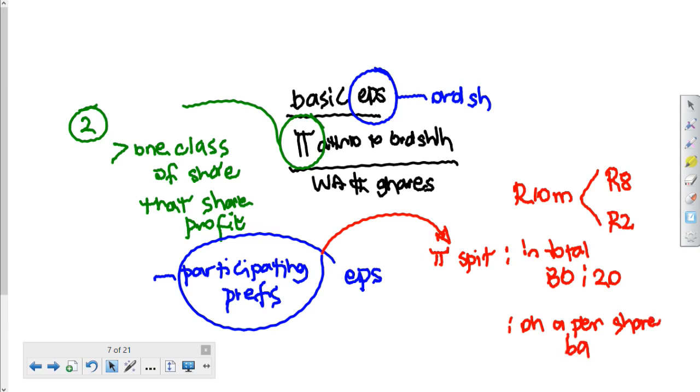Per share basis. When it's on a per share basis, it's not just the 80-20 that comes in, but I also need to look at how many shares one has and how many shares the other has. Because if there are lots of ordinaries and only a few prefs, then per share it's 80 cents, 20 cents, isn't it? But because there's so many more ordinaries, they'll actually get a much bigger percentage and the prefs will get a smaller percentage. So there's a couple of examples in your study guide.